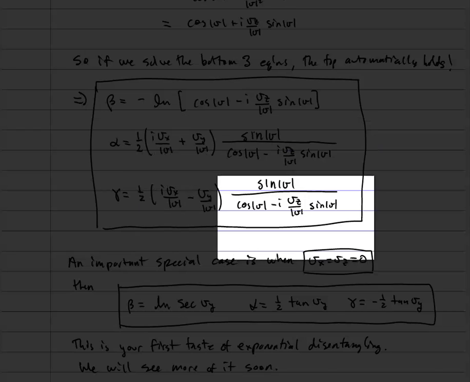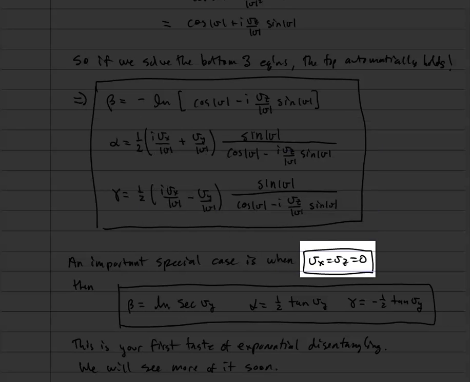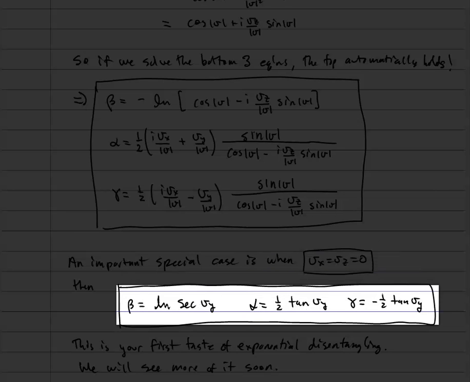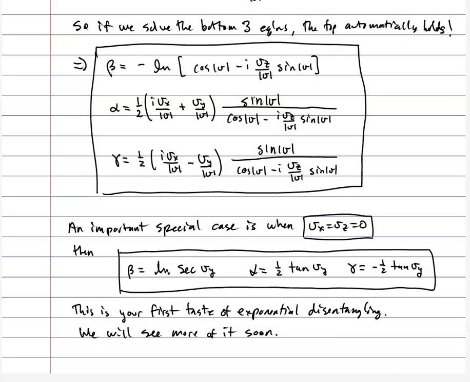Now, a very special case occurs when vx equals vz equals 0. Then this simplifies, and you get beta is log secant vy. Alpha is 1/2 tangent vy, and gamma is minus 1/2 tangent vy. It turns out this case is a very important case, and we're going to be using that and working with that later in the class quite a few different times. So this is giving you your first taste of exponential disentangling. We're going to learn more about that in the next lecture.